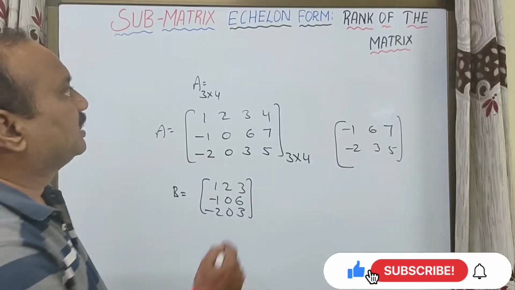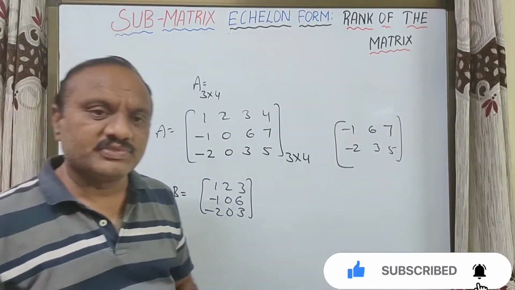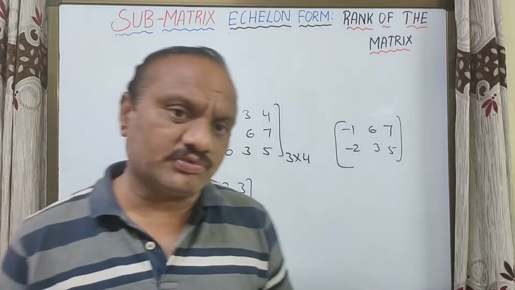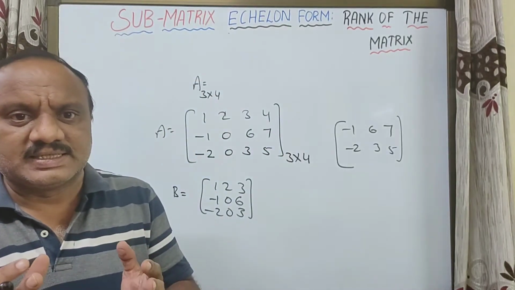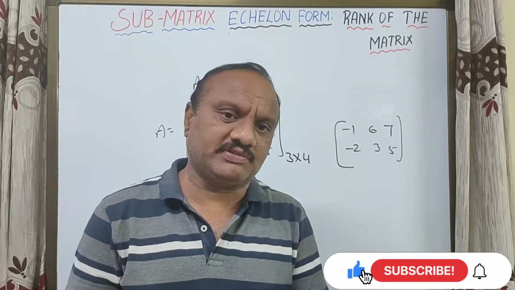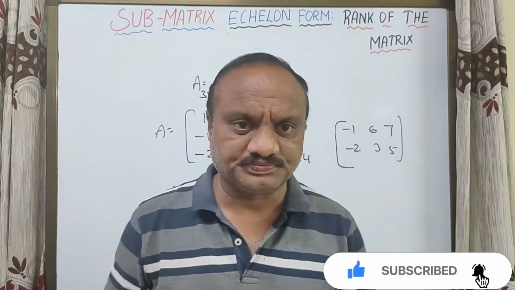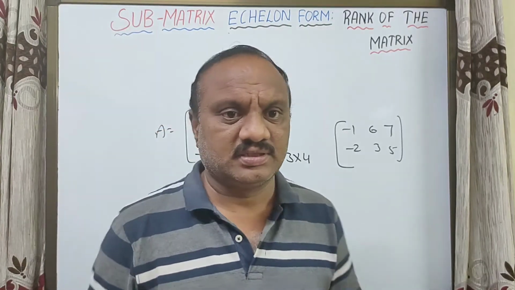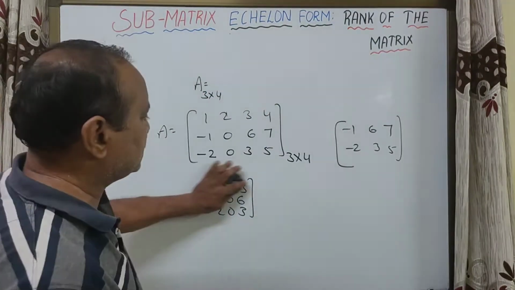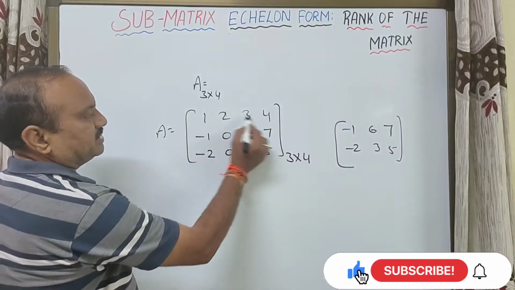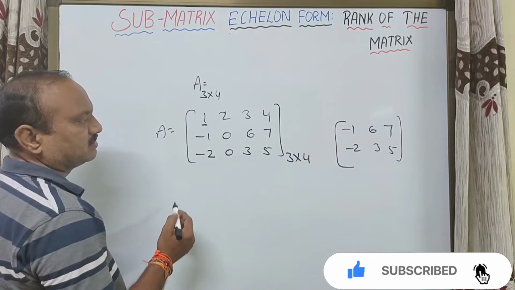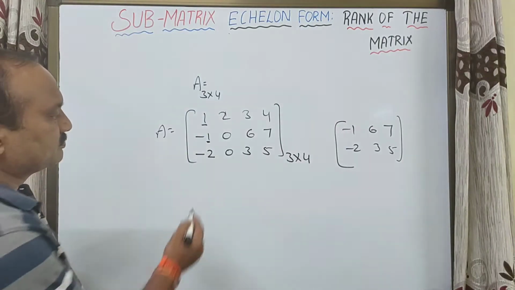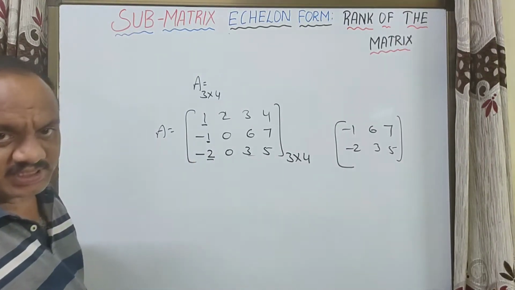Now, echelon form of the matrix. What is the echelon form of the matrix? Dear students, in echelon form, you should know the first significant figure. What is the significant figure? It is a defined number. Significant figure means defined number. For example, let us consider this. This row first significant figure is 1 number or digit. This row first significant number is minus 1. This row first significant number is minus 2.